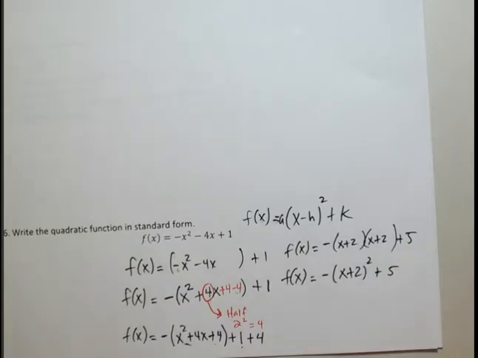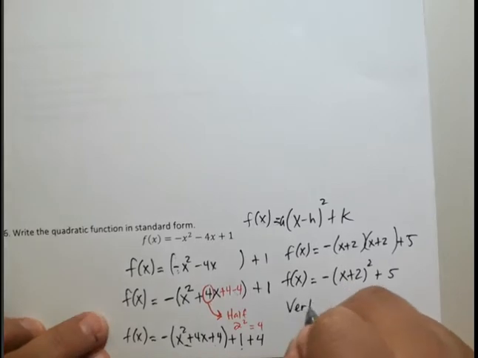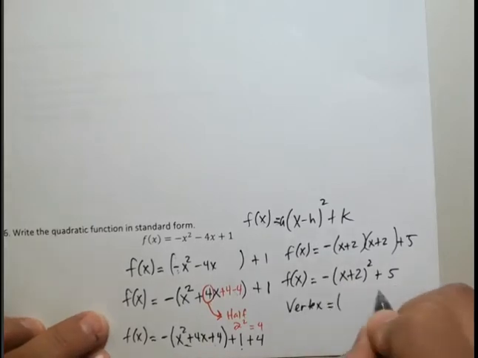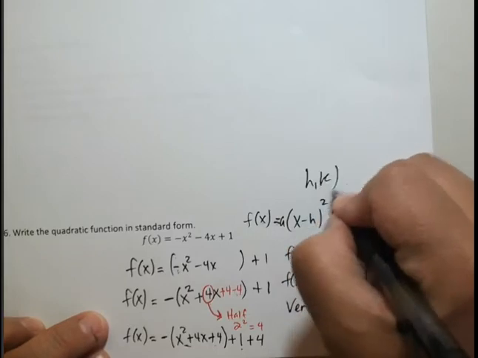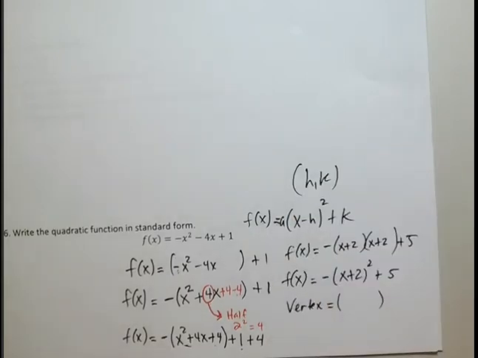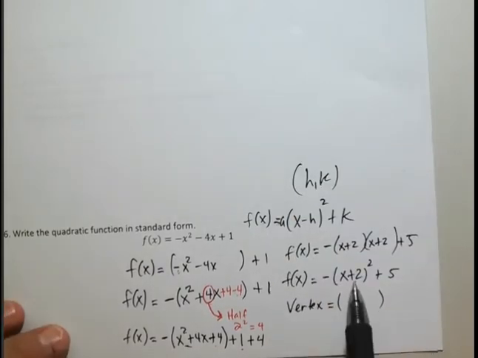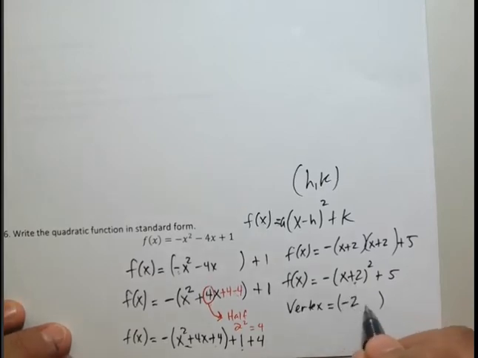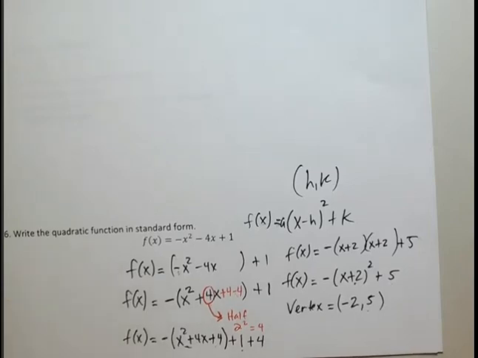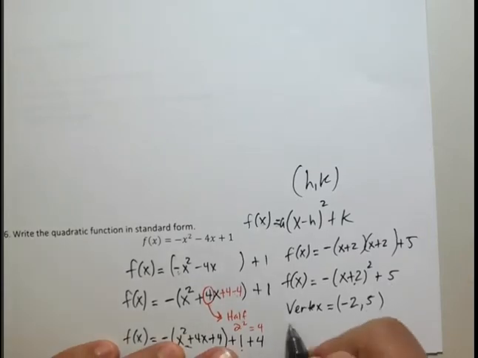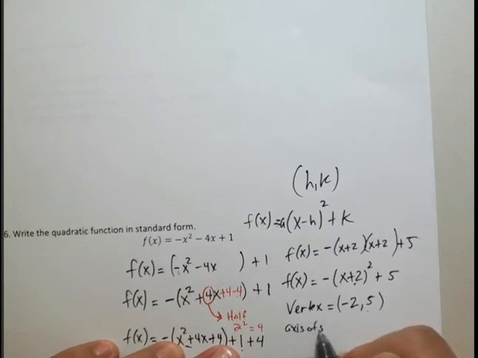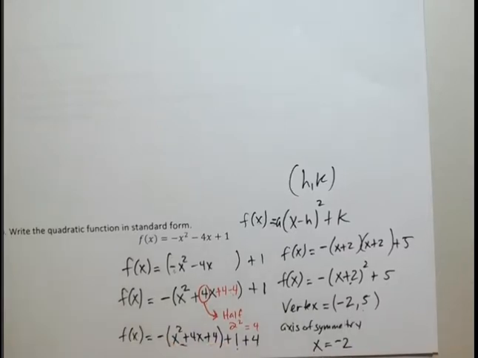So then from there, in your exam, it's going to ask you to identify the vertex. So the vertex is h and k. So in this case, since we have a positive 2 here, it comes out as a negative 2, and then we have our 5. So that's going to be your vertex. Your axis of symmetry is just the x coordinate of the vertex. So we have x equals negative 2.